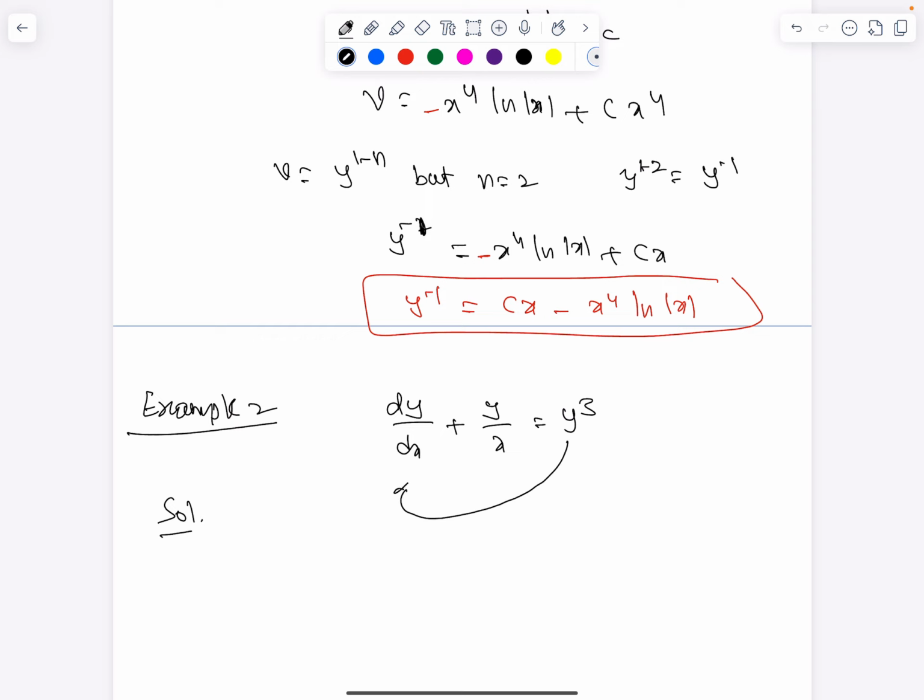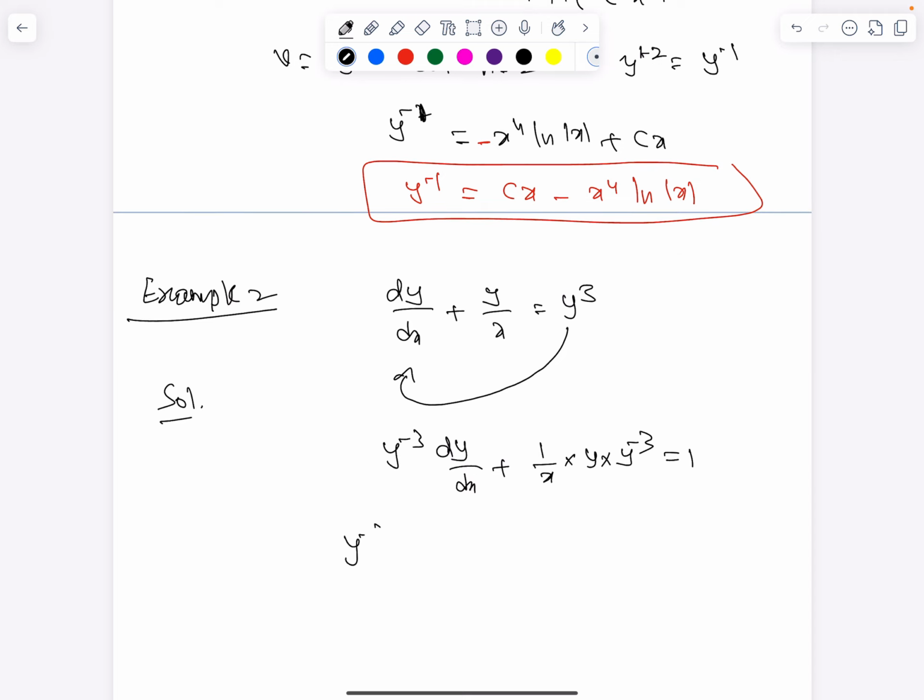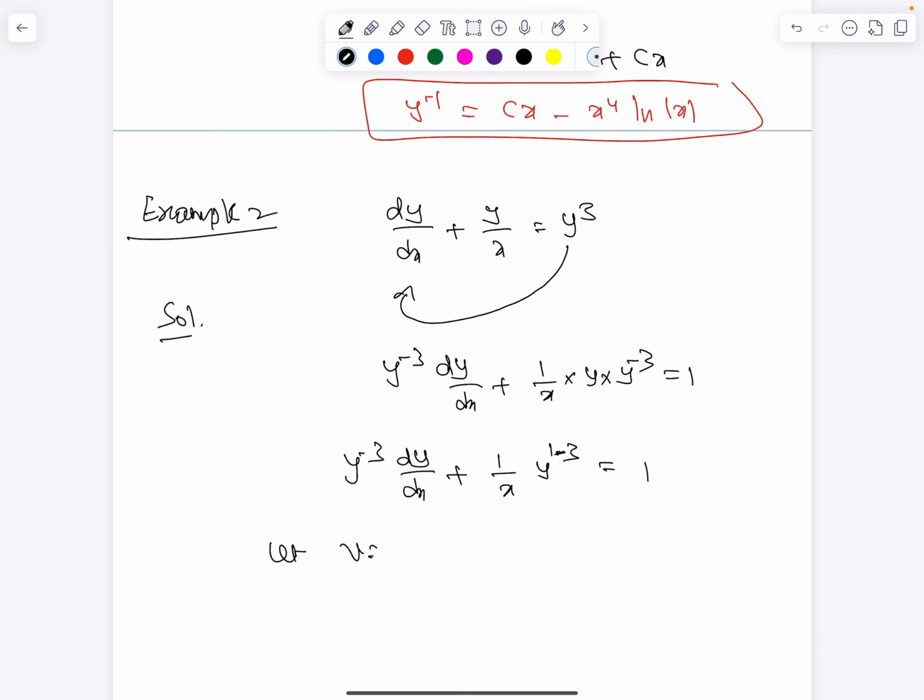So if you bring this term to the left hand side, that is y power minus 3 dy by dx plus 1 by x into y power 1 minus 3, which is equal to 1. Now let v is equal to y power 1 minus 3, that is y power minus 2, implies dv by dx is equal to y power minus 2 minus 1 into minus 2 dy by dx, that is equal to minus 2 times y power minus 3 dy by dx.